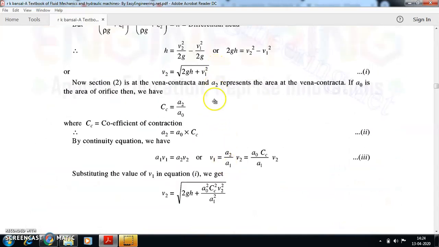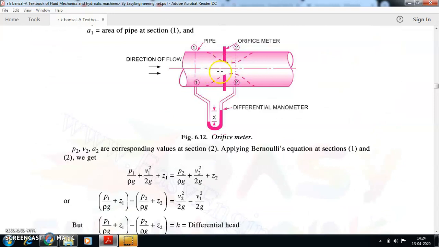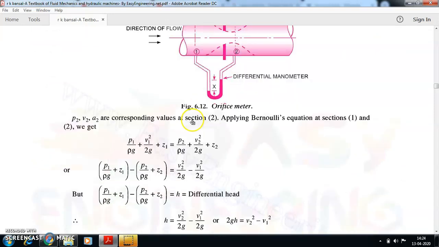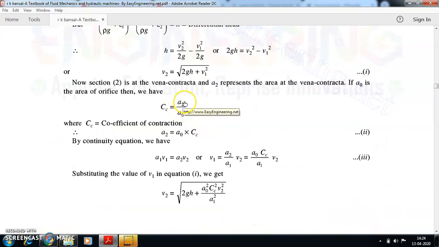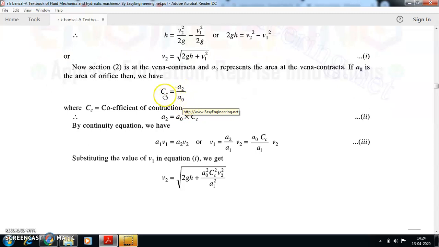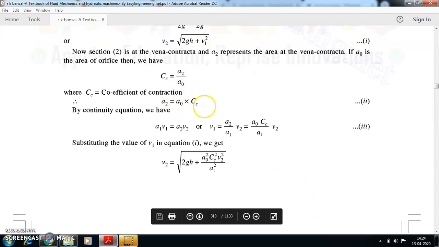So that represents your A2, area of vena contracta. If A0 is the area of the orifice, we are defining something called the coefficient of contraction. This is very important. So your CC will be equal to A2 divided by A0. A0 is the orifice area. Okay, that is this area, the bigger area, and you have A2, which is the vena contracta area or the section 2 area. A2 by A0 will be equal to CC. This is very important. It is going to be less than 1. So A2 is A0 into CC.